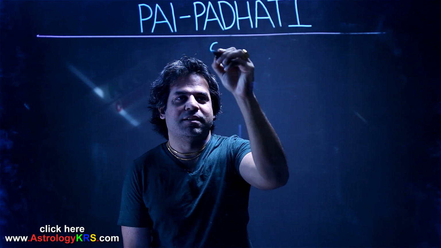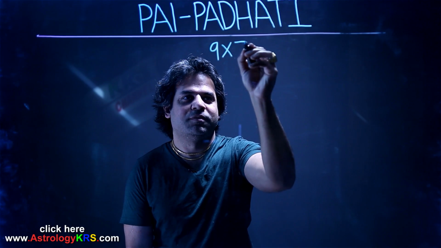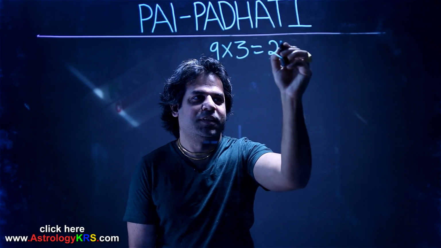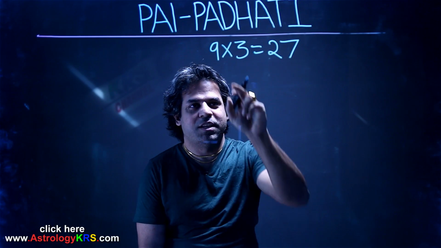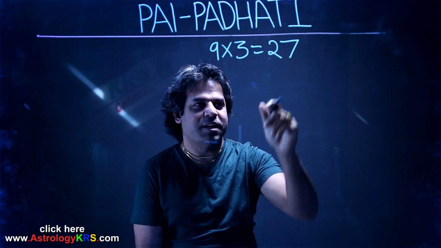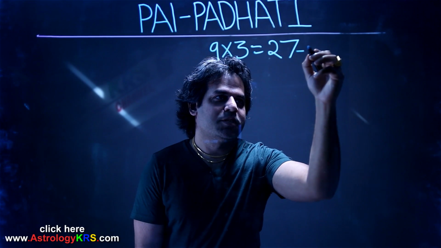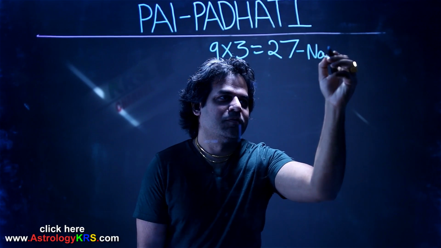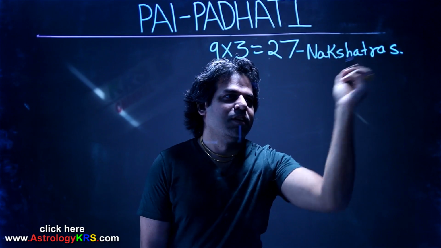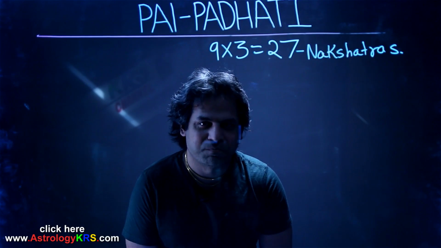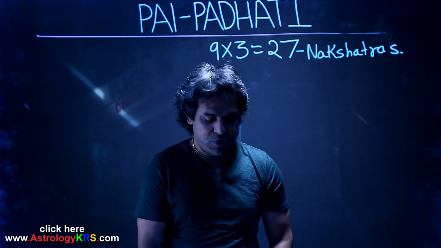Okay. So the first thing you want to know about Pai Paddhati is this. Little mathematics. This is the very first thing you want to know. 9 times 3 equals 27. And what is 27 equal to? Nakshatras. So what does this mean?